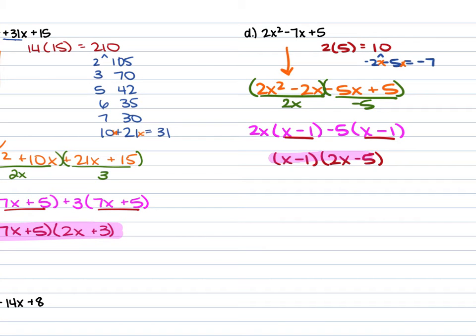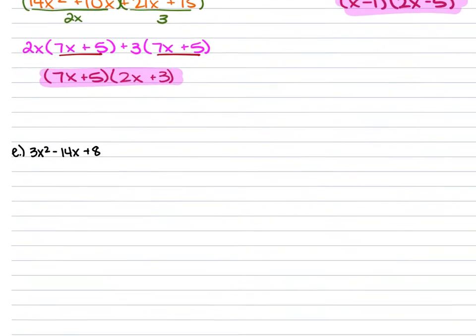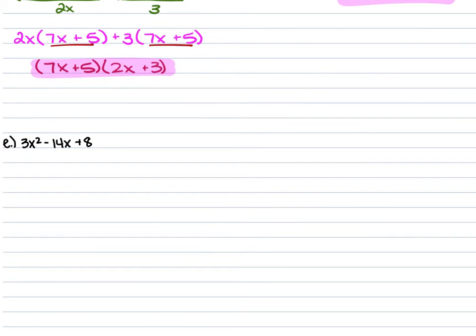So we have x minus 1 times 2x minus 5. For example E, we have 3x squared minus 14x plus 8. So we're going to take the 3 and multiply it with the 8. We get 24. The factors of 24 that can replace the negative 14 are negative 2 and negative 12. We'll put x's on both of those terms and replace the negative 14x with them. So it's going to be 3x squared minus 2x minus 12x plus 8.